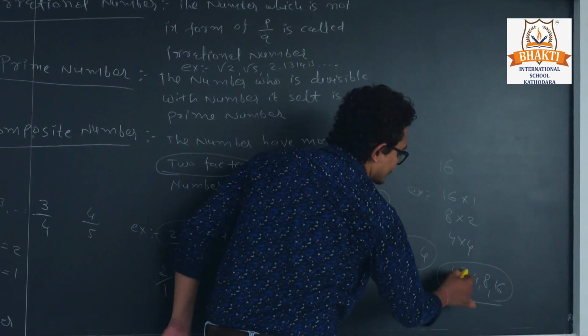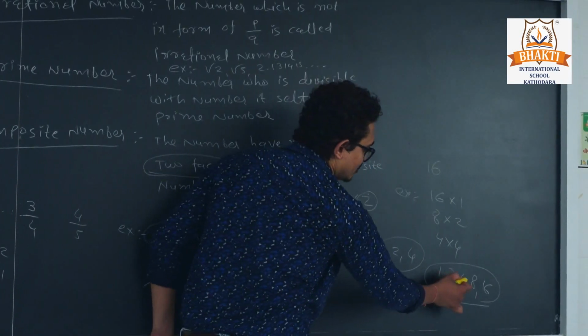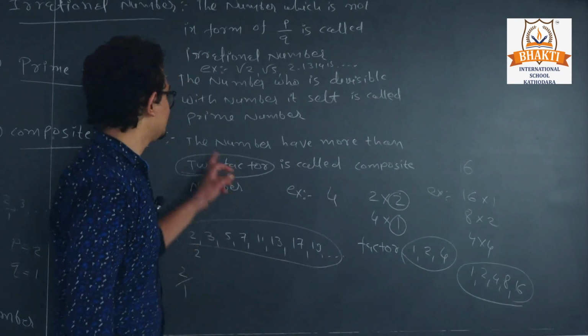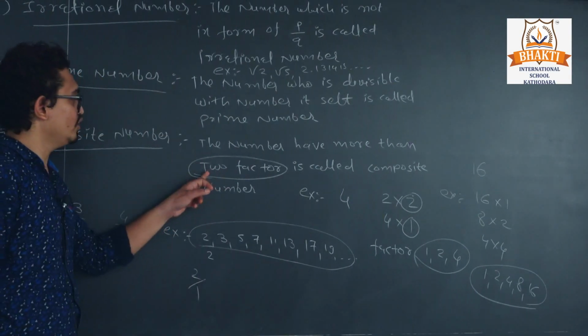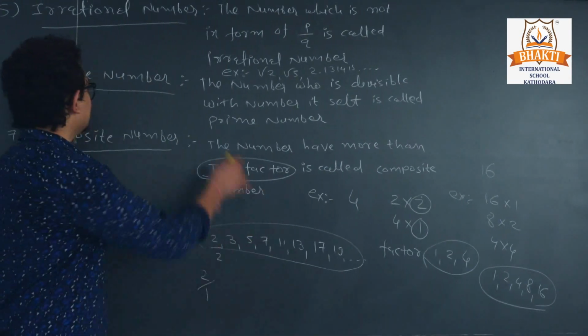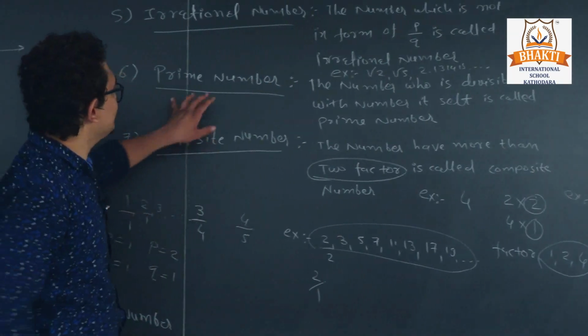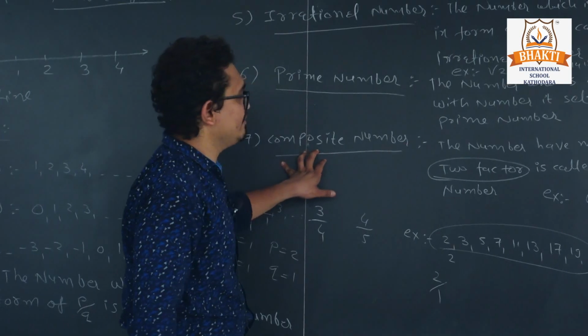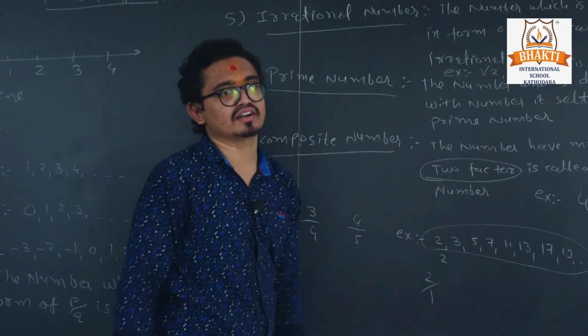So it has more than 2 factors, because it has 1, 2, 3, 4 and 5 factors. So it is called what? Composite number. A composite number always has more than 2 factors. So both are opposite to each other. In a prime number what happens? It has exactly 2 factors, and a composite number has more than 2 factors.